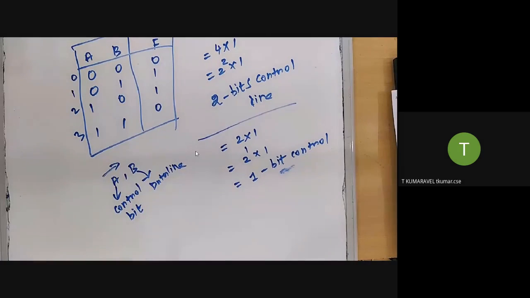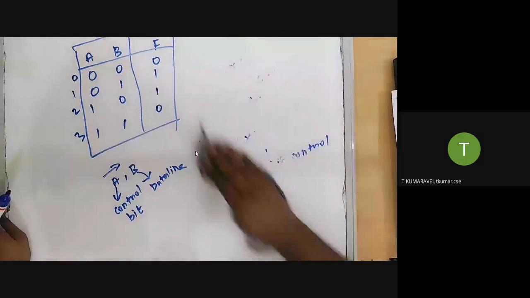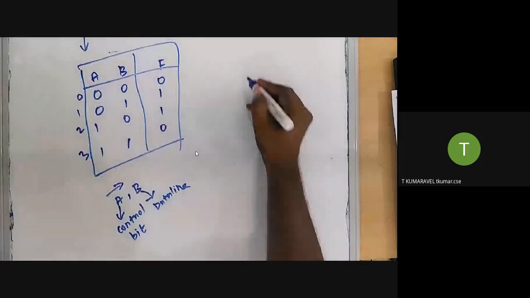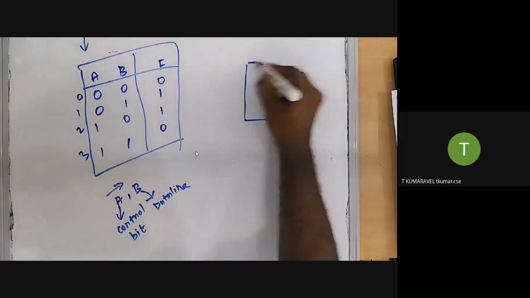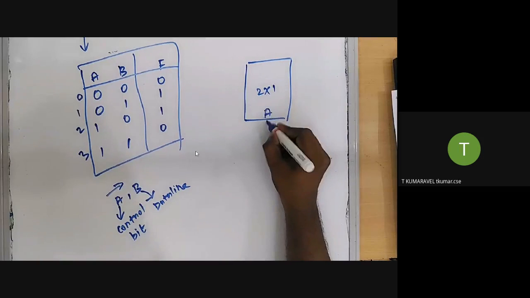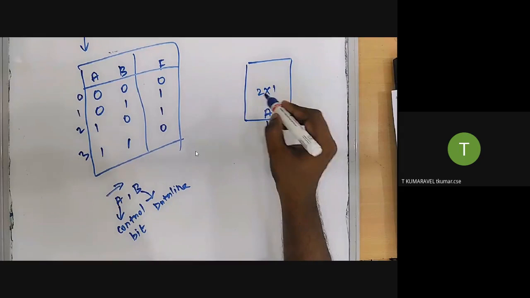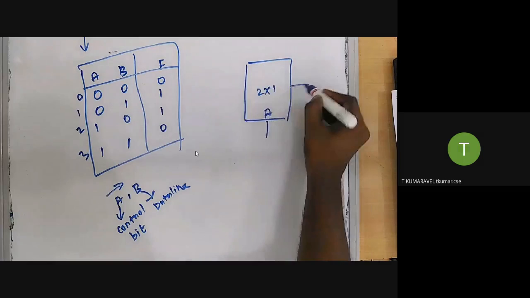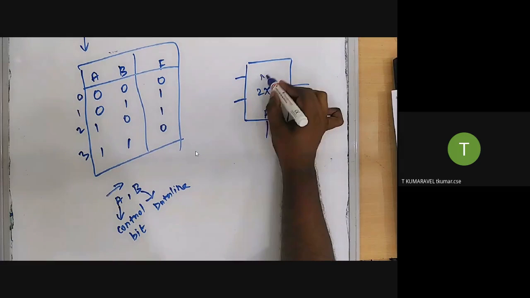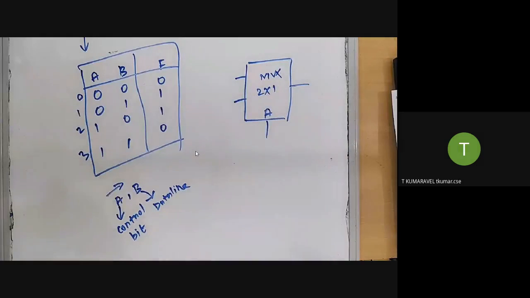So how do you implement that? Okay, so this is a 2 by 1 multiplexer. Here A is acting as a control line, and B is acting as a data line. So what is the meaning? It has 2 bits as input for that multiplexer. Yes, the same procedure we are going to apply.